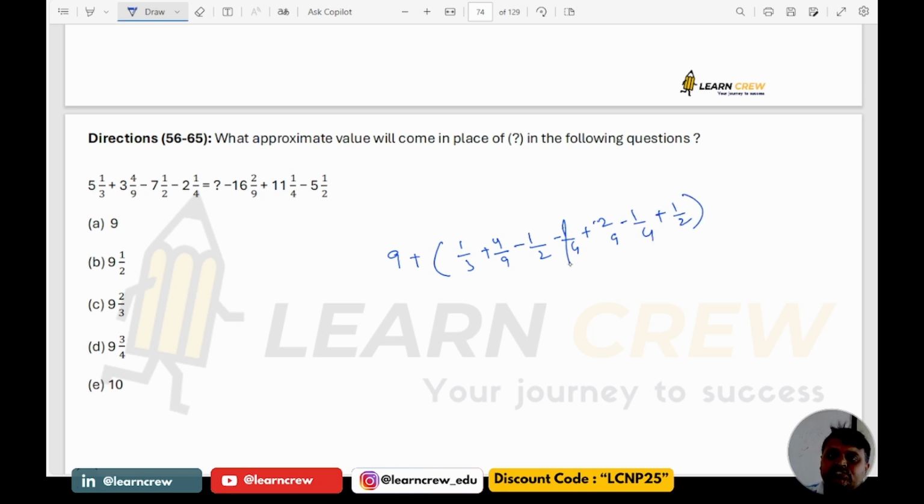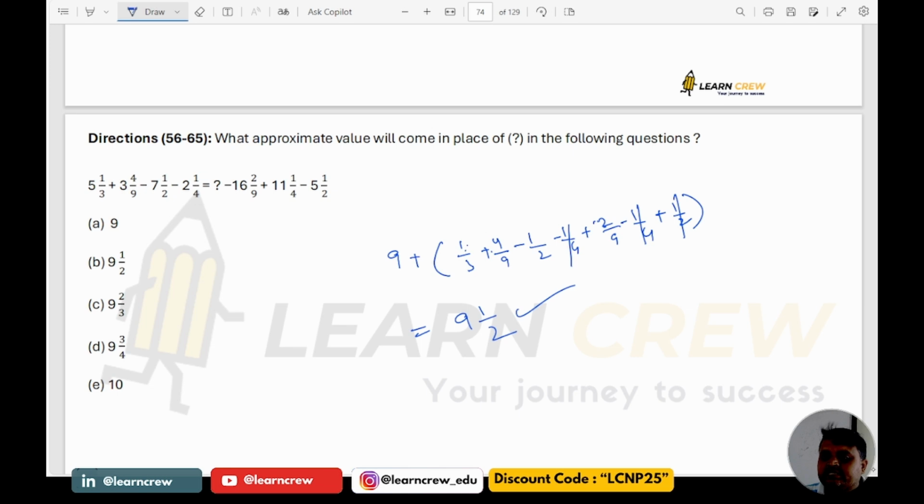So here minus 1 by 4, minus 1 by 4 is minus 1 by 2, and minus 1 by 2 plus 1 by 2 cancel. Finally you have 4 by 9 plus 2 by 9, 6 by 9, and 1 by 3 means 3 by 9, so 9 by 9, which is 1. So you are going to get 1 minus 1 by 2, which is 9.5.